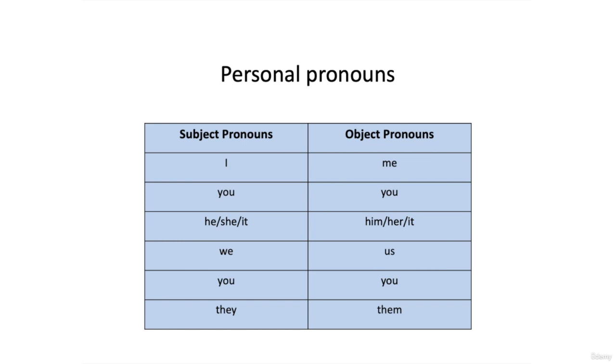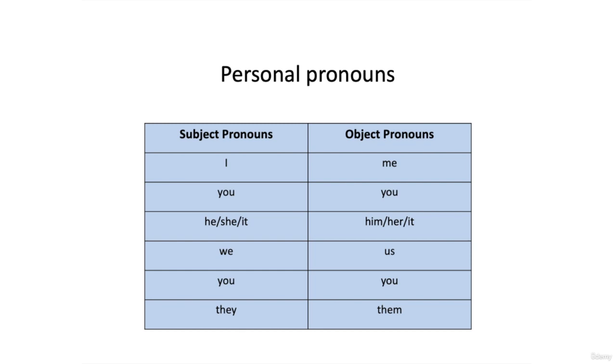Now let's take a look at the subject and object pronouns. The subject pronouns are I, you, he, she, it, we, you, they. The object pronouns are me, you, him, her, it, us, you, them. You may notice that the pronoun you appears twice in the same category. That's because the first you is singular, whereas the second you is plural and refers to two or more people.